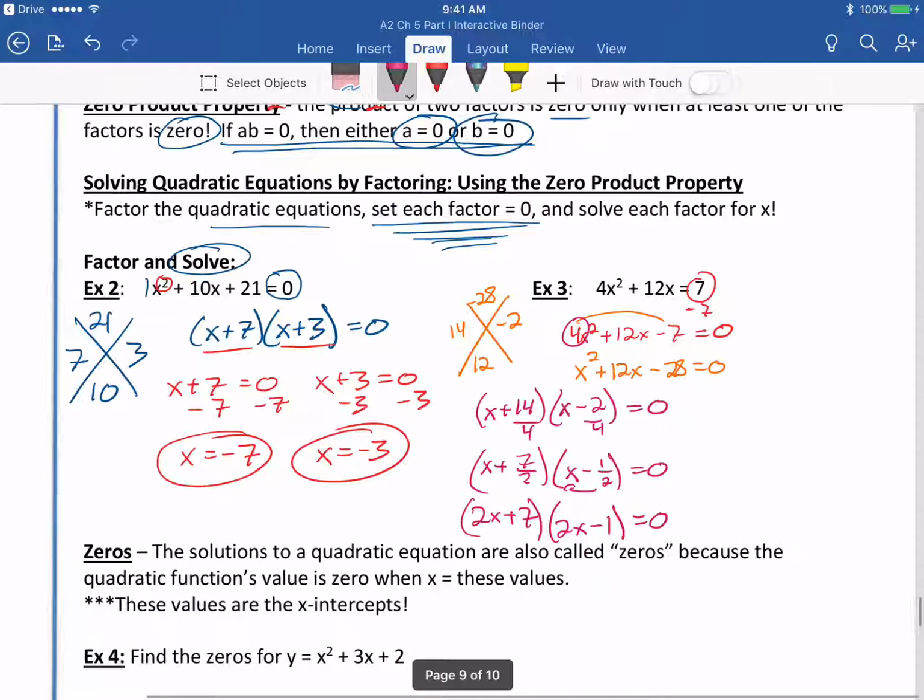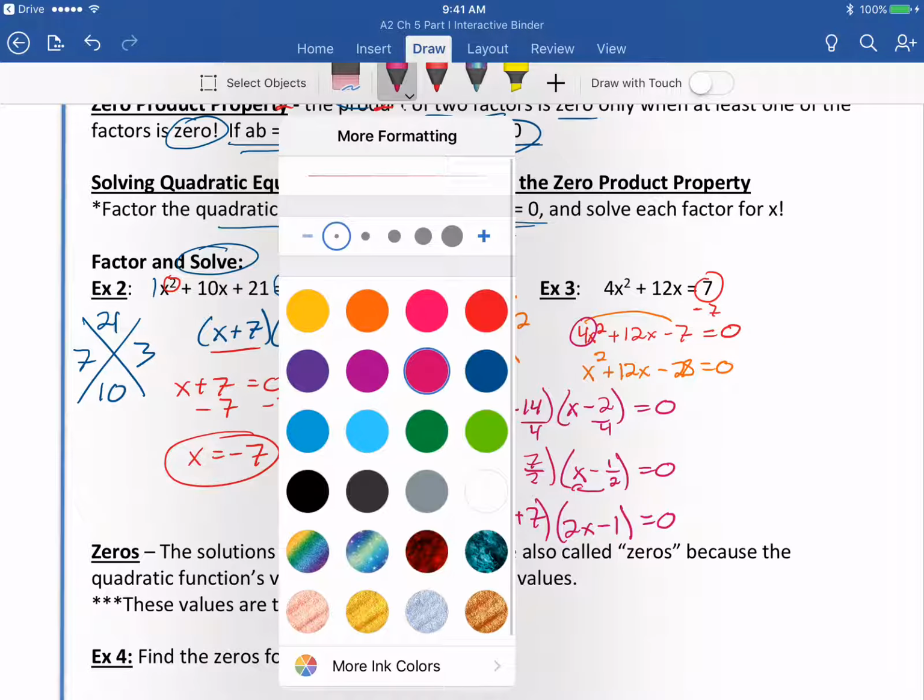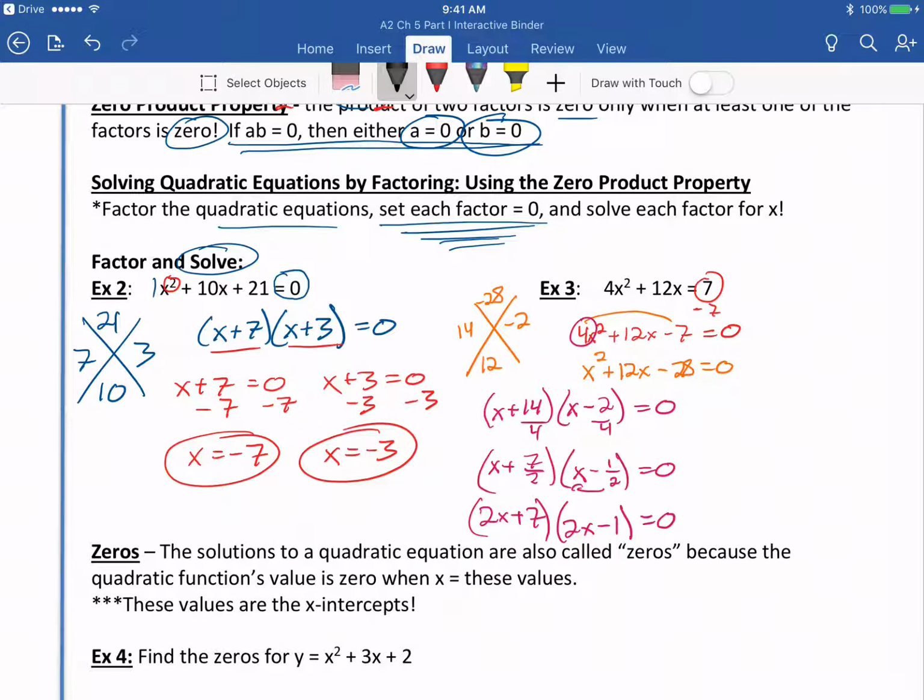Okay, so now what I have to do is I just have to set each of these guys equal to 0. So if I go through here, I've got 2x plus 7 is equal to 0. All right, so I subtract that 7, divide by 2. I'm going to get x equals -7 over 2. Here I'm going to have 2x minus 1 is equal to 0. So I'm going to add that 1, divide by 2. X equals 1/2. Okay, so those are my two answers there.